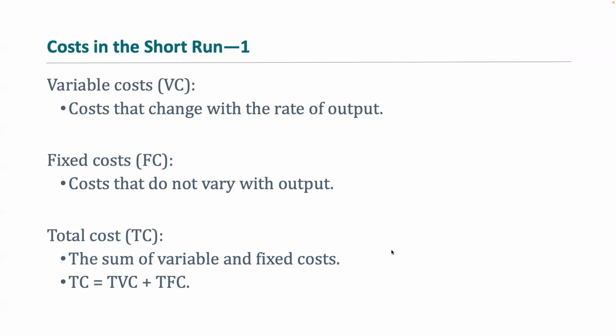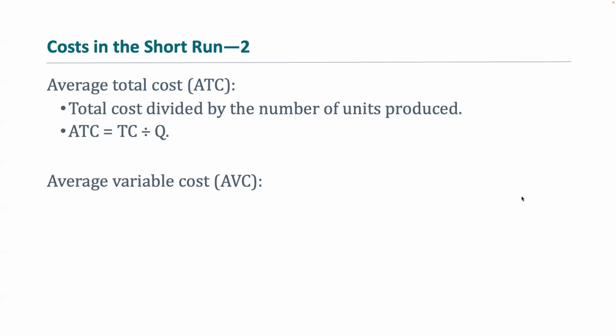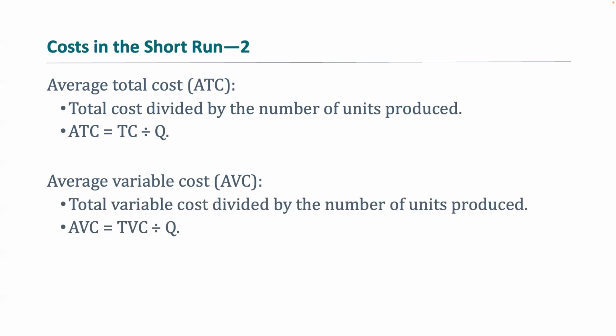So they use a lot of abbreviations in your textbook. TC is total cost, TVC is total variable cost, and TFC is just total fixed cost. Now, average total cost, or ATC, is the total cost divided by the number of units produced. You'll often see this written as ATC equals TC divided by Q, and that just means total cost divided by quantity. Average variable cost is just going to be your total variable cost divided by the number of units produced. So you'll see this written as AVC is equal to TVC divided by Q.